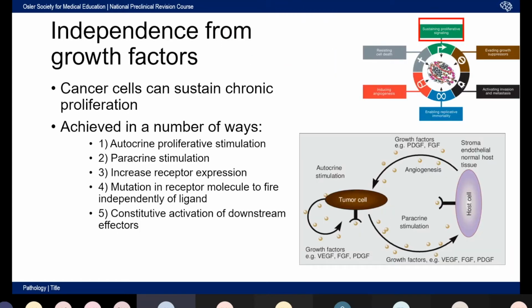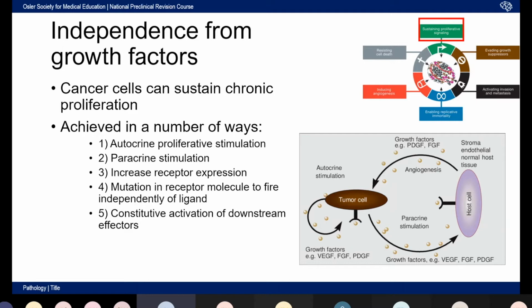So another hallmark of cancer is sustaining proliferative signaling. A way of doing this is independence from growth factors. Normal tissues control the synthesis and release of signals that promote growth and regulate the cell cycle, and cancer cells deregulate these signals, meaning they can sustain chronic proliferation. Many growth factors bind to cell receptors with tyrosine kinase domains, which emit signals via intracellular signaling pathways and cascades.